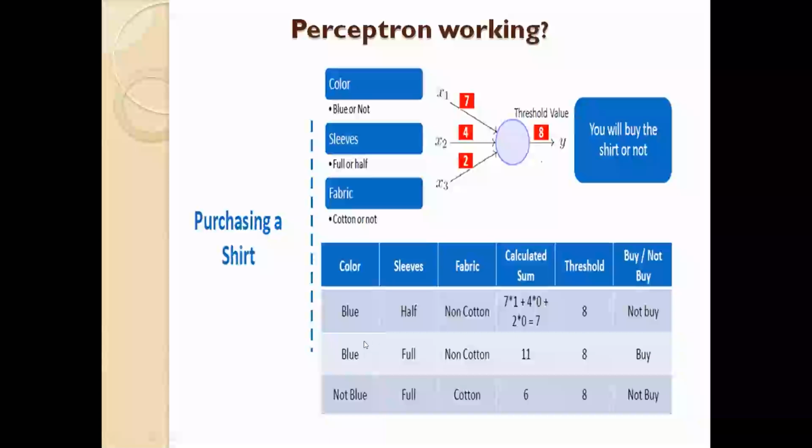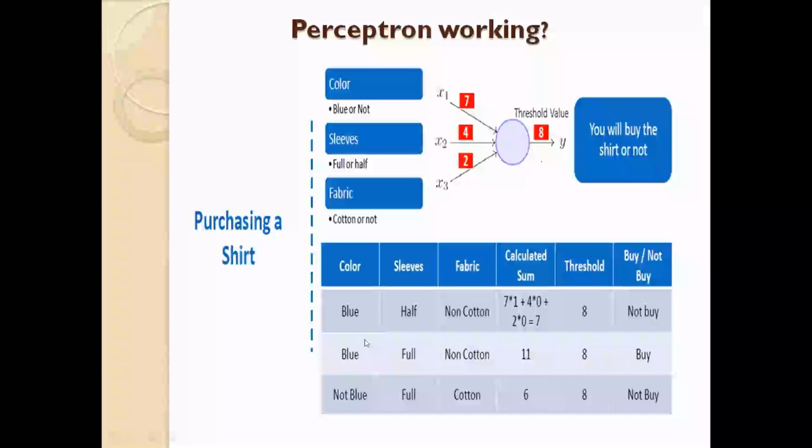Now go to row number 2 and tell me the values of x1, x2, x3. What is the value of x1 if the color is blue? Color is blue, so x1 is 1. Full sleeves, x2 again 1. And x3, not cotton fabric, x3 will be 0. So in row number 2, if you put the condition in the given equation 7x1 plus 4x2 plus 2x3, x3 will be 0 and both x1 and x2 will be 1. The answer will be 11, guys.